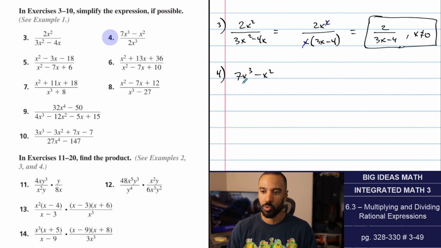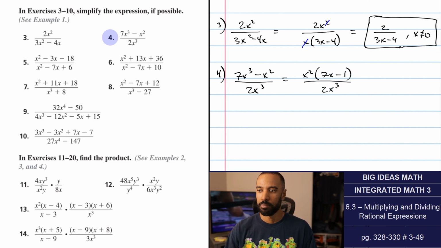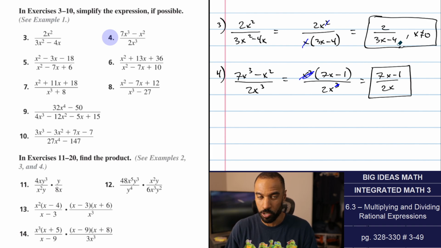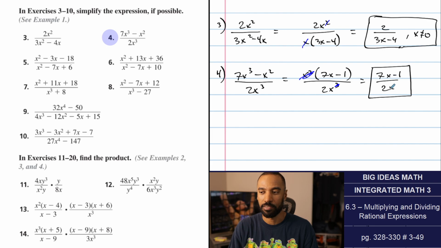7x cubed minus x squared over 2x cubed. I have an x squared that can factor on top. And on bottom, I can remove 2x squareds from there. So you're left with 7x minus 1 over 2x. Like so. Now, that would be my final answer. What my mind wants to go to is state that x can't equal 0. And by the way, x can't equal 0. Let's make no mistake about that. Mr. Robinson, what happens if I plug in 0 in here? I divide by 0. That's a problem.